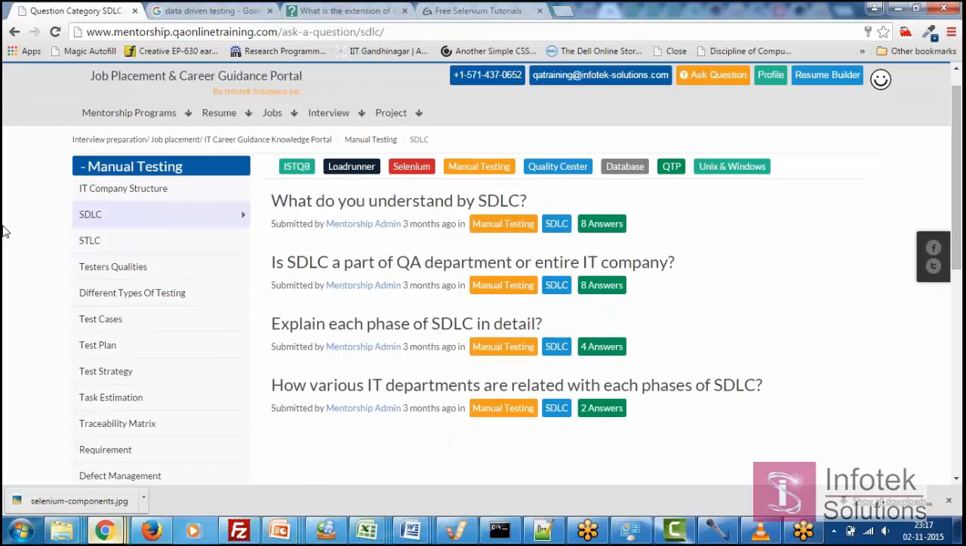So this section is the SDLC, called the software development lifecycle. Let us discuss the important questions which could be asked in interviews about the SDLC. The most basic question, if you go for an interview for the position of QA, the first question they're going to ask is: what do you understand by SDLC?